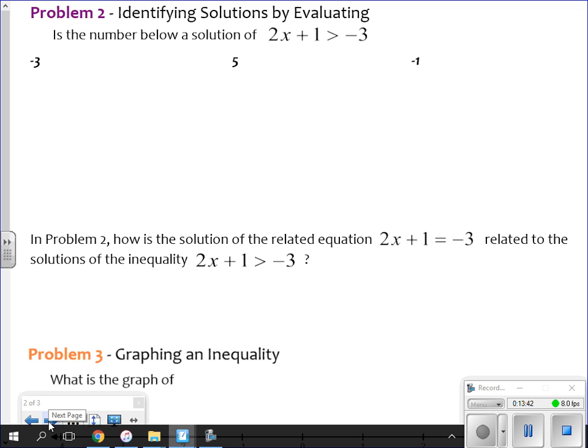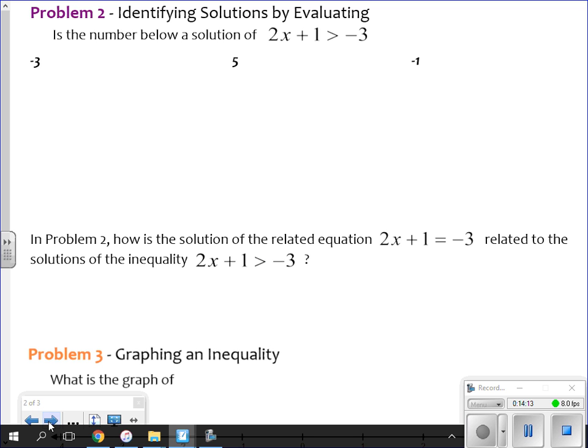Okay. Identifying solutions by evaluating. This one actually isn't too bad. Remember, there's more than one solution. When you have an equal sign, there's only one thing that'll work for the equal sign. If I have an inequality, I have lots of possibilities. All 3 of those numbers, -3, 5, or -1, they might all work in that original problem. None of them might work. I don't know. You got to find out.